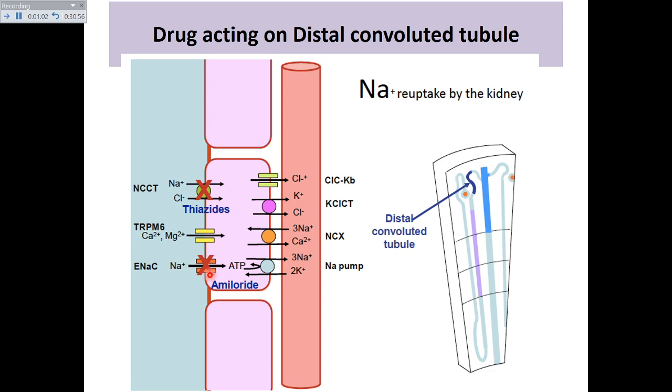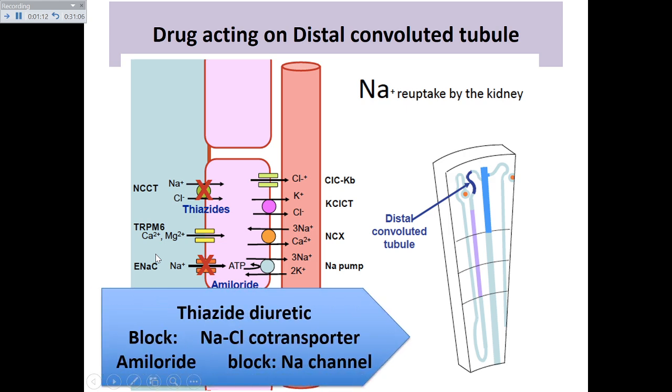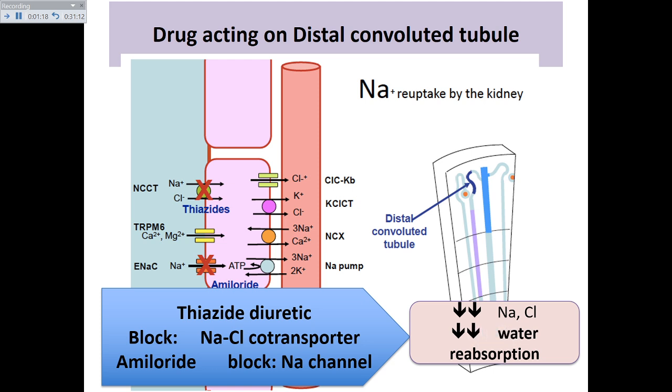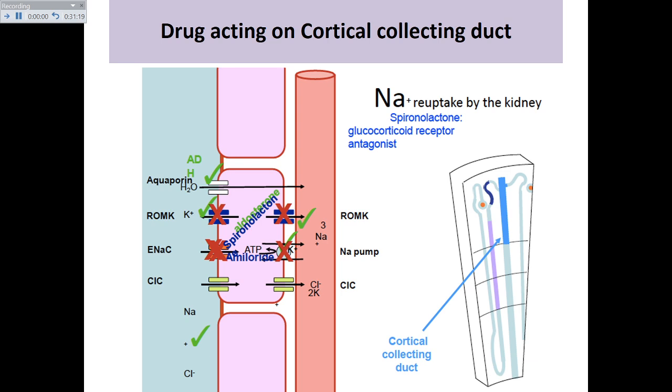Another drug acts on this part of the tubule also, but on a different transporter, which is the Na channel. It prevents Na reabsorption. This is called amiloride. So thiazide diuretics block the NaCl cotransporter, amiloride blocks the Na channel. So they decrease NaCl and water reabsorption and cause diuresis.